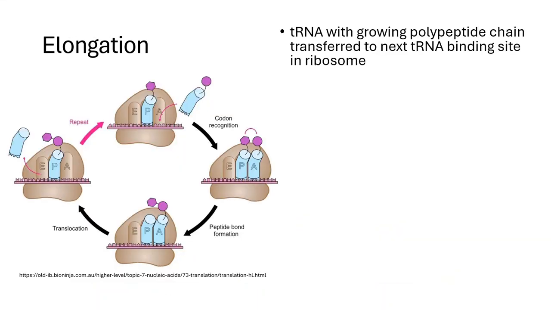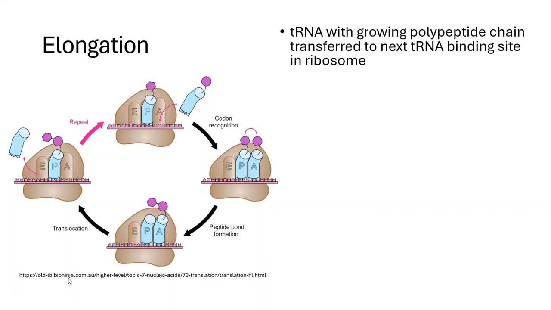The next part of translation is called elongation. This takes the longest time, and this will proceed as long as it needs to until you reach the end of the mRNA transcript. So let's look at elongation.